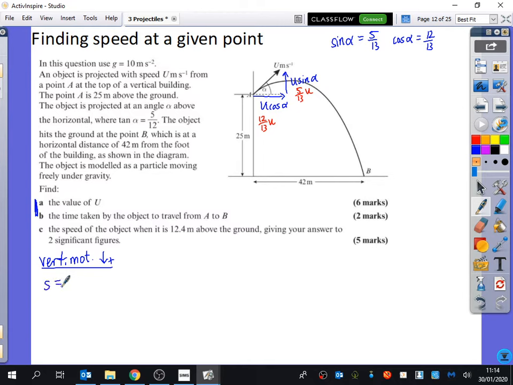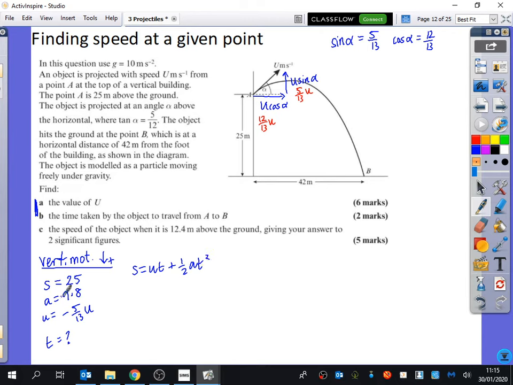What's S then? No, we've said down is positive. So S is 25. A is 9.8. U is minus 5 over 13 u. And what do we want to find out? We want to find out T, because that is the most important value that will bridge you between the two things. So it's that same old equation, S equals ut plus a half at squared.